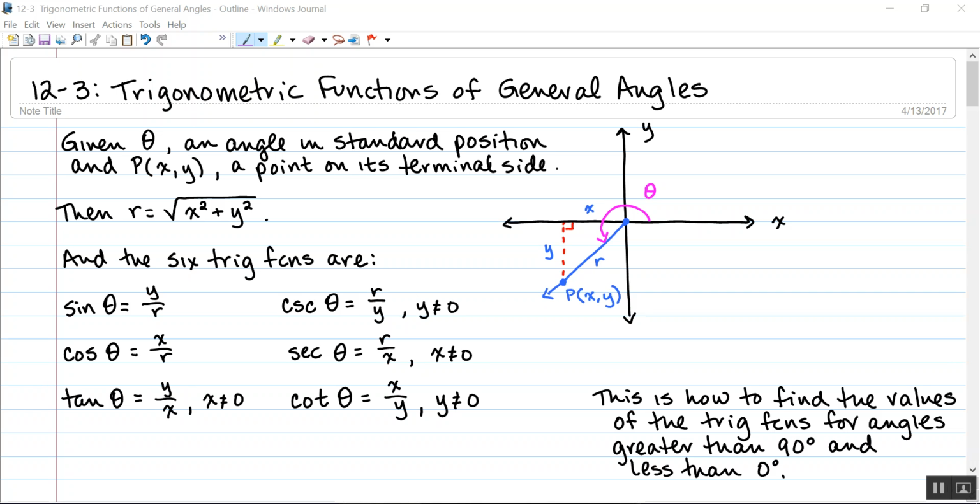And this basically works off of SOHCAHTOA that we saw a couple sections ago. In reference to this angle right here, y is the opposite, r is the hypotenuse, so sine is y over r. Cosine, x is the adjacent, r is the hypotenuse, so it'd be x over r. For tangent, opposite over adjacent, y over x, and then cosecant, secant, and cotangent are the reciprocals of those. This is how we're going to find the values of the trig functions for angles that are greater than 90 degrees and less than 0.